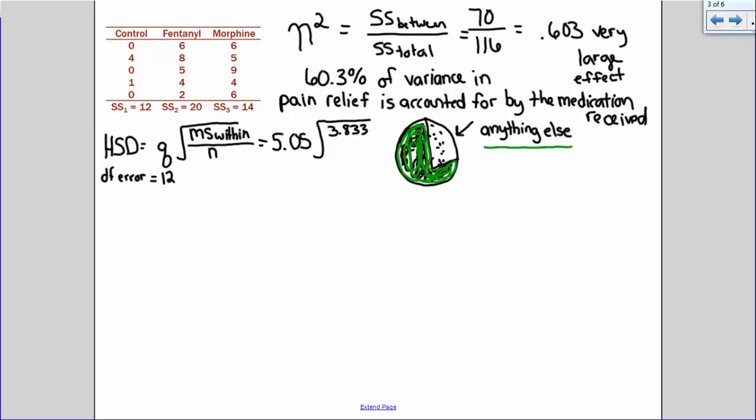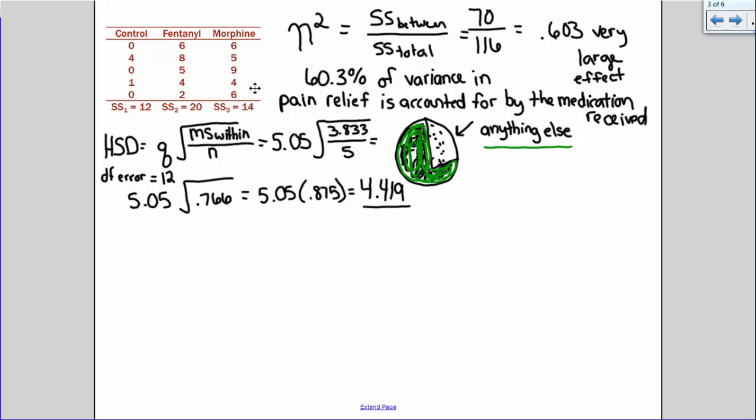Divided by the sample size for each group, which was 5. So this becomes 5.05, I'm doing one step at a time, times the square root of 3.833 divided by 5 gives me 0.766. And so this becomes 5.05. Square root of 0.766 is 0.875. And you end up with the Tukey's HSD of 4.419.